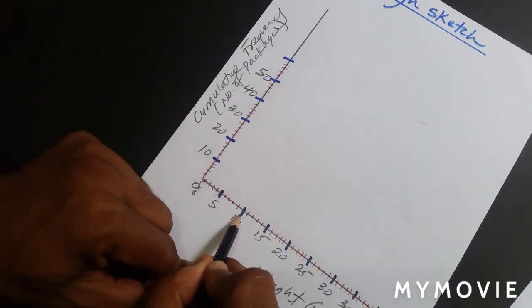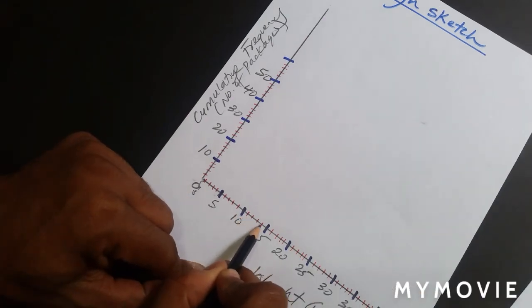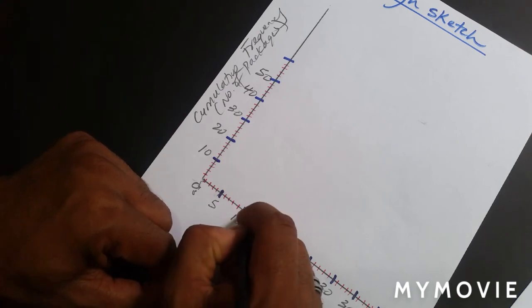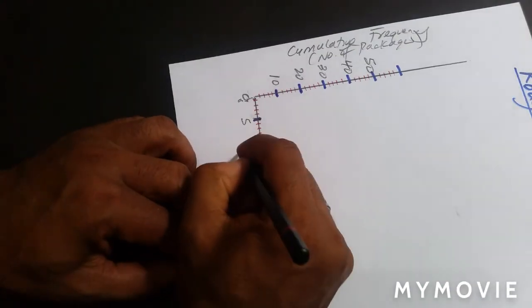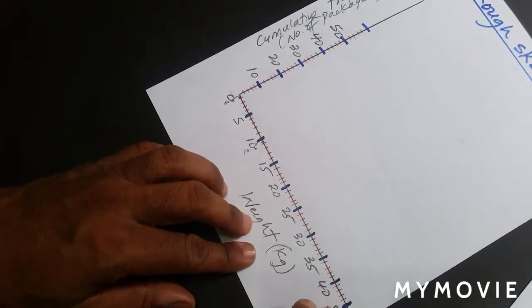10.5 would be between 10 and 11. So this is 10, 11, 12, 13, 14, 15. So 10.5 would be right there. So I'm just going to make a note that that is 10.5.